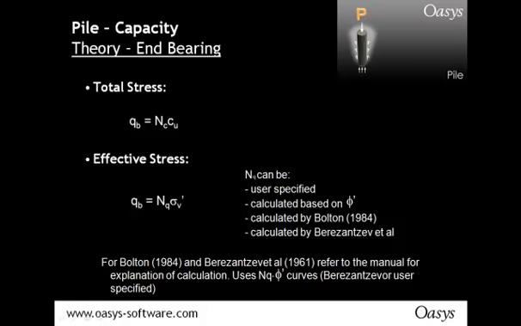For the end bearing, if we look at the total stress, the base capacity is given by NC times Cu. Now, NC actually depends on the pile type, but the program can calculate NC based on the pile dimensions you give it, so that's quite handy.